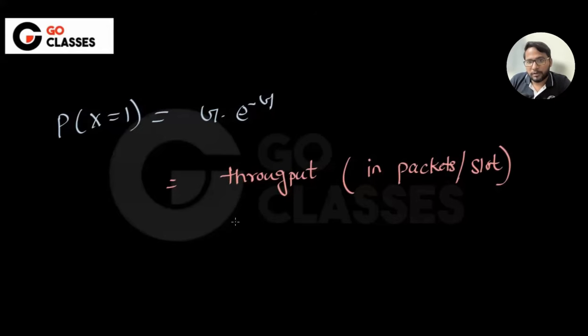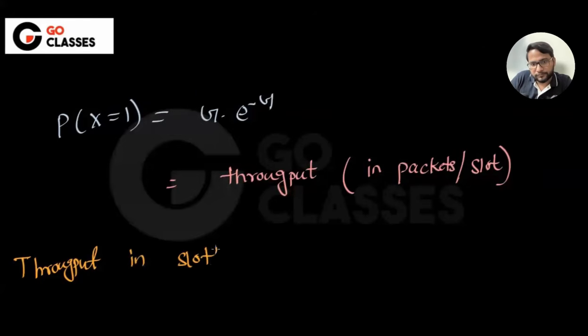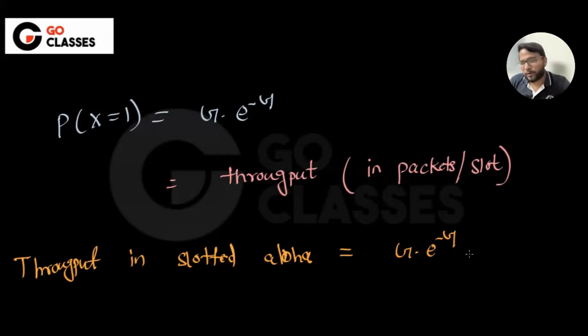Now, by the way, if I just ask you what is the throughput in slotted Aloha, what is your answer? Throughput in slotted Aloha? No, Siddharth, you are telling 0.386. Is this the throughput in slotted Aloha? No, the throughput is this much, right? So whatever you are telling is basically the maximum throughput. But the throughput is this much. So this is the throughput in slotted Aloha.